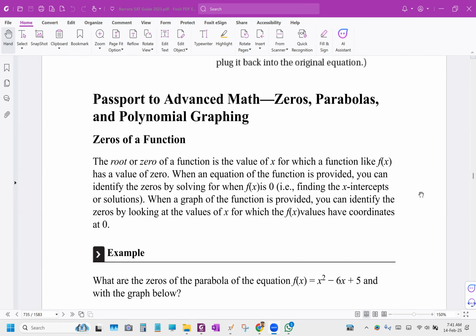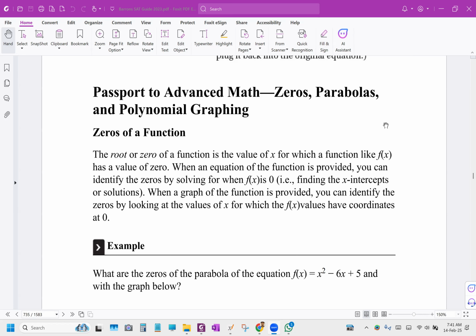Today we are going to talk about graphing, which is mostly focused on parabolas, on plotting the graph of the quadratic equation. Quadratic equations are basically parabolas, so polynomial graphing and parabolas are quite related to each other.